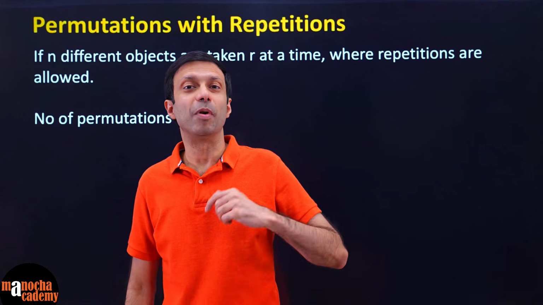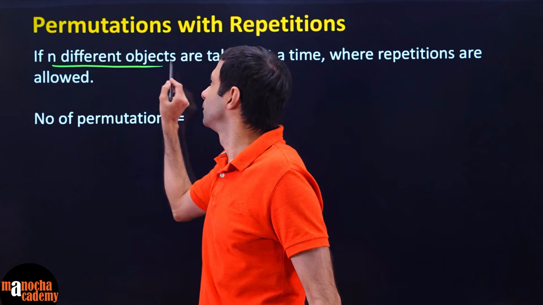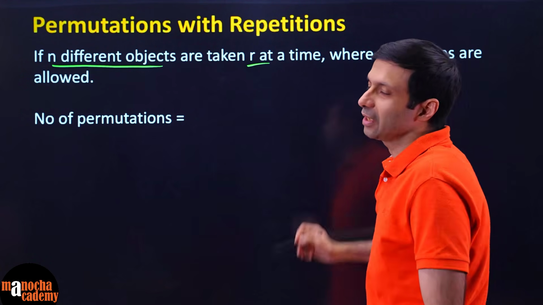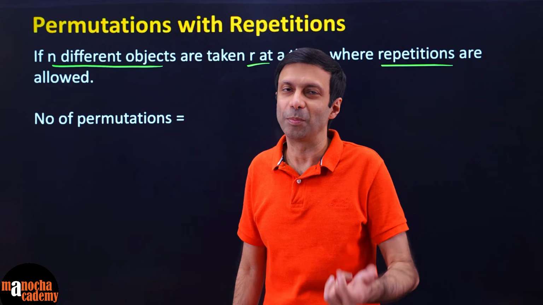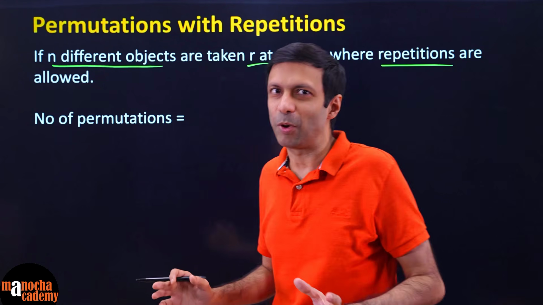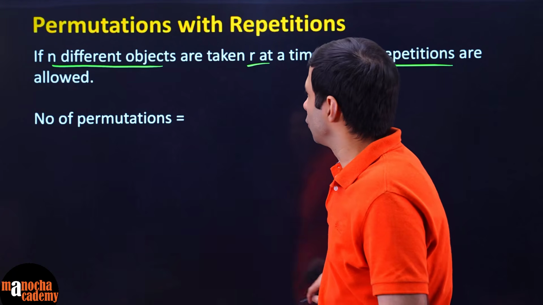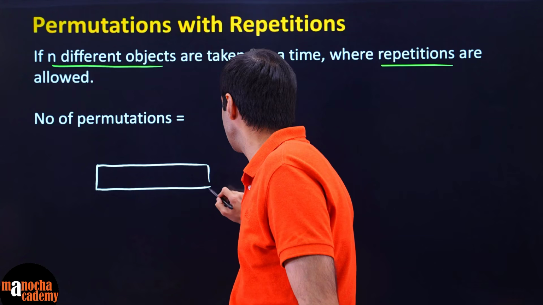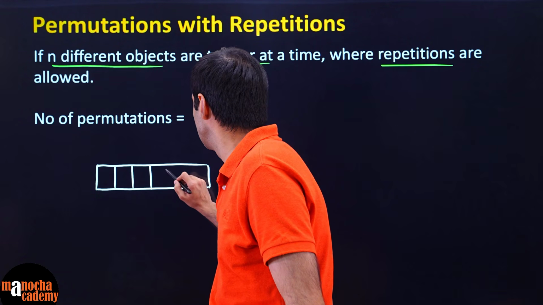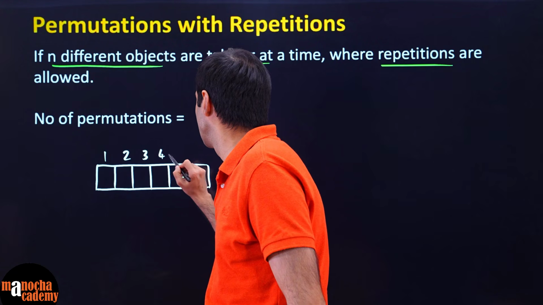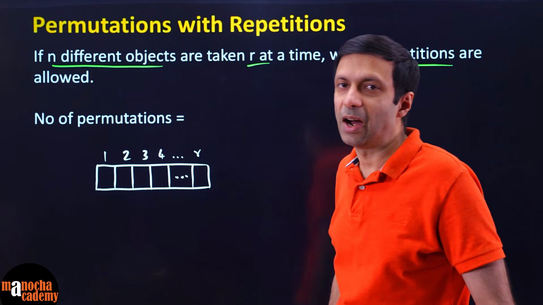Now let's consider the case of permutations where repetitions are allowed. So let's say you have n different objects taken r at a time, where repetitions are allowed. So you can repeat the objects over here. Then how many possible arrangements or how many permutations will there be? Once again, we'll use our box method here. So let's say you have r boxes to fill, right? You're taking r at a time. So the number of boxes we have to fill is going to be r. So 1, 2, 3, 4, and so on, all the way up to r.